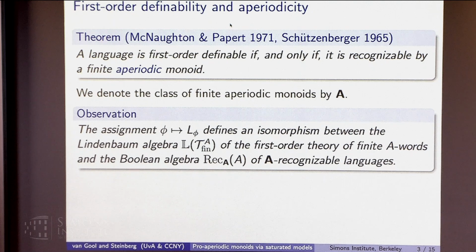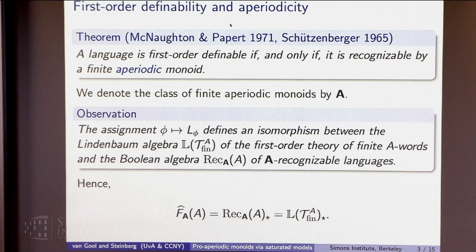And then actually, if you think a little bit about this, what this theorem says is that if you assign to every first-order sentence the language that it defines, that is simply an isomorphism between the Lindenbaum algebra, the algebra of sentences up to equivalence, and the algebra of languages recognizable by an aperiodic monoid. So star-free languages, aperiodic recognizable languages, that Boolean algebra is just the Lindenbaum algebra of some first-order theory, namely those sentences which are true in all finite A words. Up to that theory, you look at all the sentences, that's the same Boolean algebra.